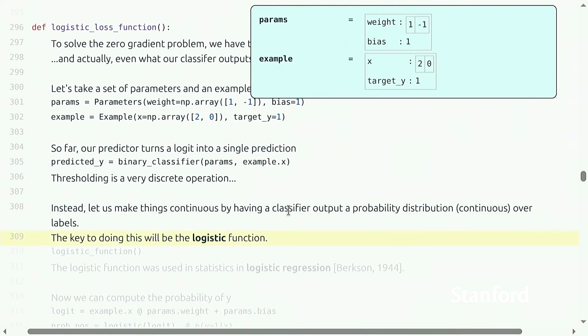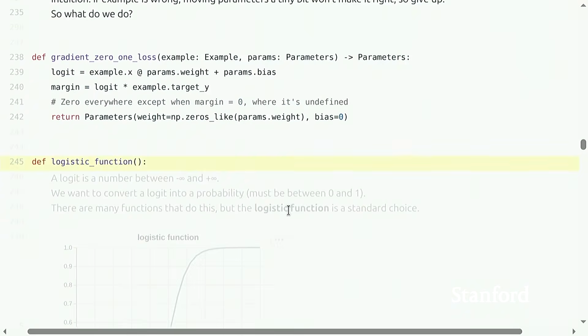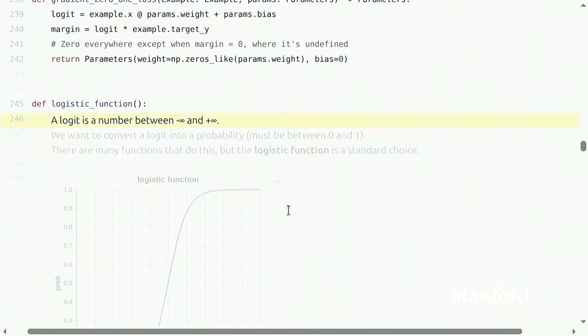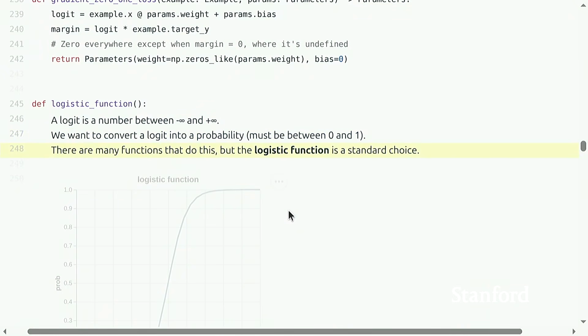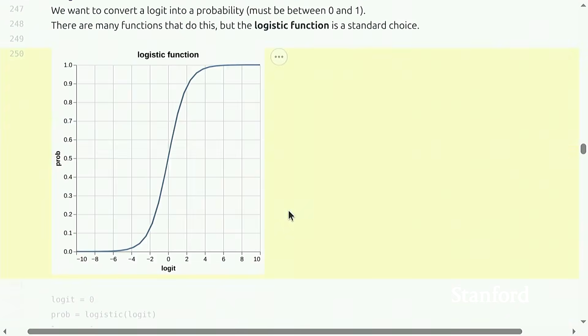Okay, so we're going to step through this. The key to doing this will be what is called a logistic function. So let's talk about the logistic function a bit and explore its properties. Remember, a logit is just a real number. It goes from minus infinity to plus infinity. It can be anything. And we want to convert the logit into a probability, and probabilities, as you know, are between 0 and 1. There are also many functions that do this, but the logistic function is a standard choice. It has some nice mathematical properties. And it looks like this.